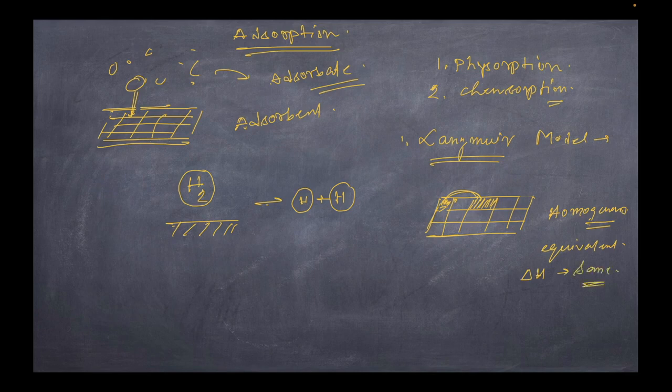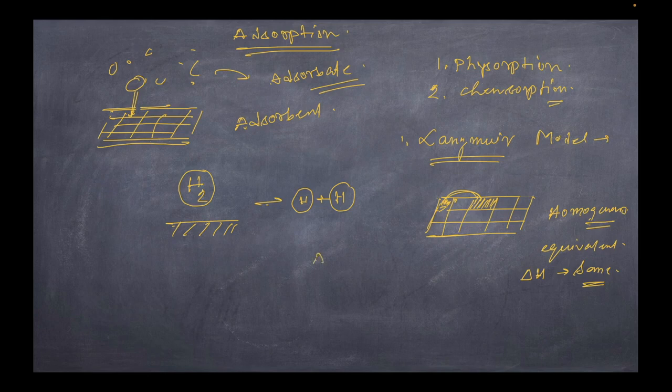Also, the most crucial approximation is that in this model only monolayer adsorption is considered. That means the gas molecules adsorb on the solid surface in just one layer. But in real life we know that gas molecules can adsorb in multiple layers, so monolayer adsorption is not a good assumption. Now, for the Langmuir adsorption model, it is considered that a chemical reaction is happening.